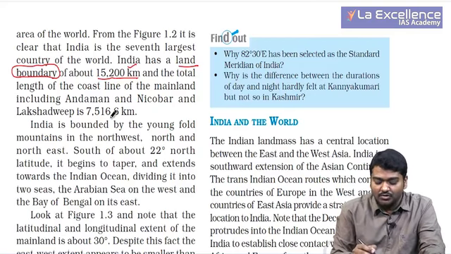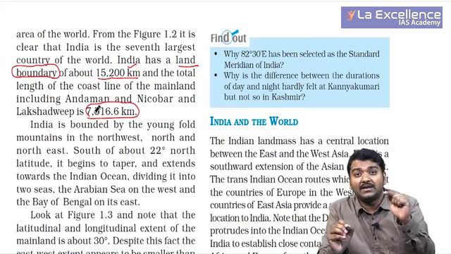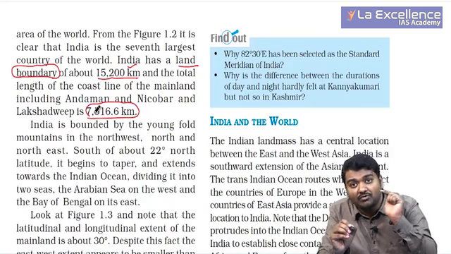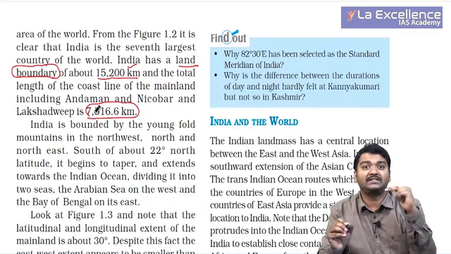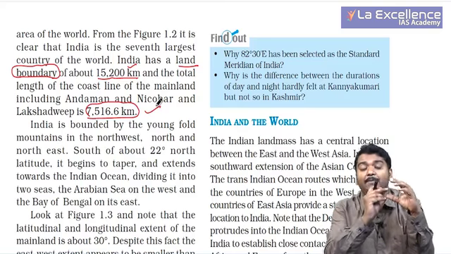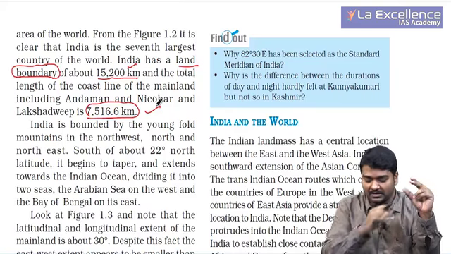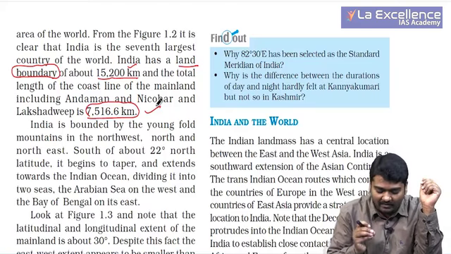When it comes to Coast Guard, we need to talk about 7,516.6 kilometer when we consider Andaman and Nicobar and Lakshadweep as well. Without that, it is 6,900 kilometers. These factual information may be given in statements. Consider the following statements with respect to India. So at that point of time, it is very, very important.